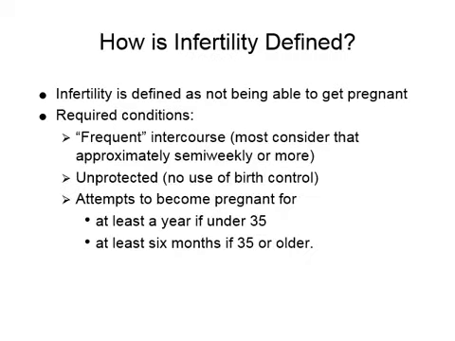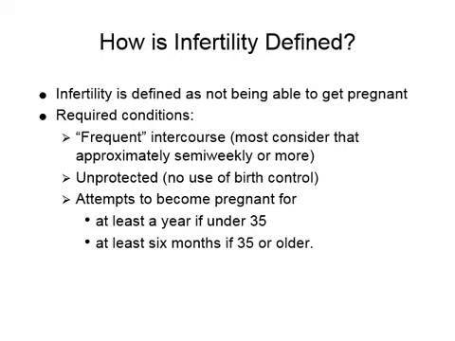So infertility, as I mentioned, is defined as not being able to get pregnant for 1 year. So the required conditions are that you have to have frequent intercourse, unprotected, obviously not using any form of birth control, and attempts to become pregnant have to occur for at least a year. If you're under 35, it's shorter for people over 35 because they're more likely to have an organic cause of their infertility, and that needs to be evaluated.